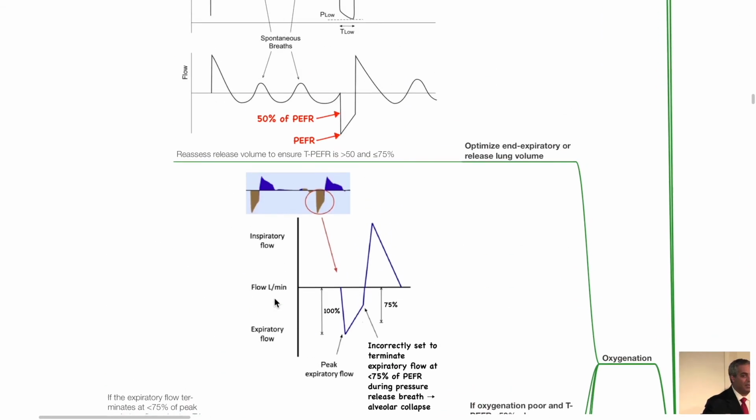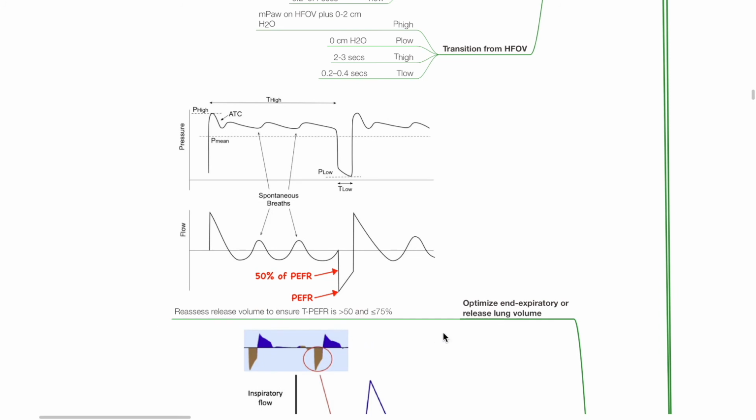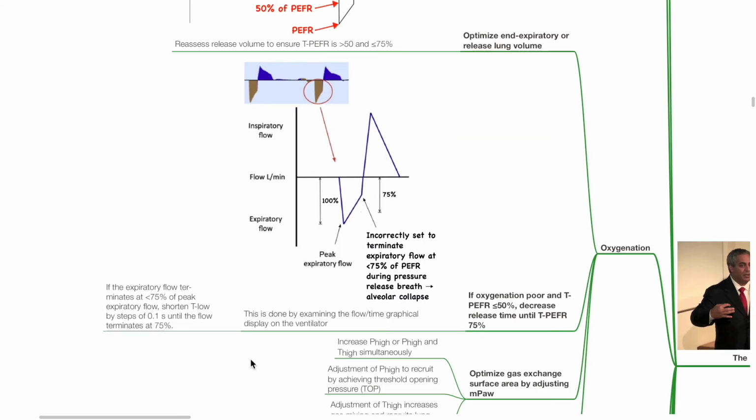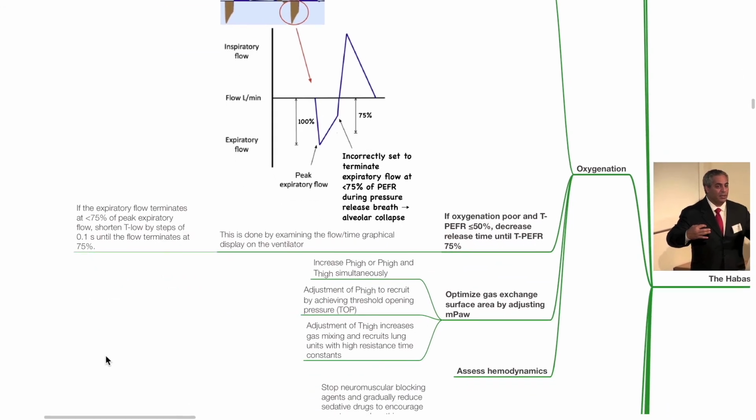Measures to improve oxygenation. Optimize end expiratory or release lung volume. Reassess release lung volume to ensure that TPEFR is between 50 and 75%. If oxygenation is poor and TPEFR is less than 50%, decrease release time until TPEFR is 75%. This is done by examining the flow time graphical display on the ventilator. If the expiratory flow terminates at less than 75% of peak expiratory flow, shorten T-low by steps of 0.1 seconds until the flow terminates at 75%.